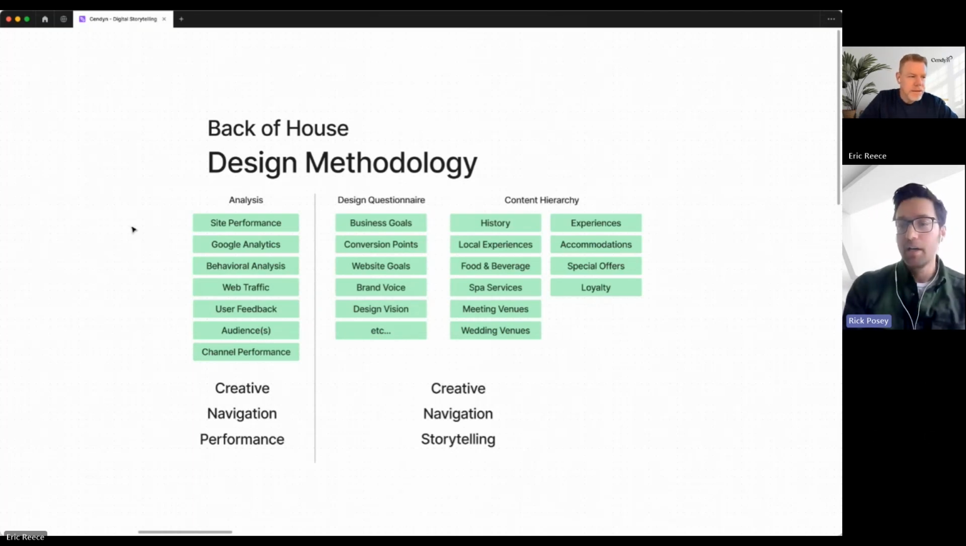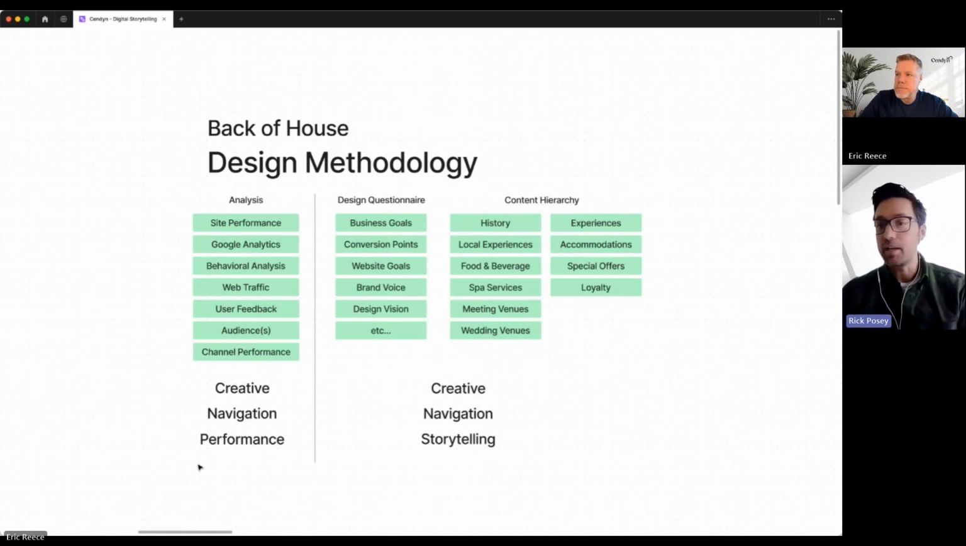So there's a lot of ingredients here that we try to put together to really inform the design output, right? And you see those keywords at the bottom. Those are what these things inform. So analysis informs creative, analysis informs the site navigation and architecture, and ultimately informs the performance. Which leads us to Eric's side of the coin, where once he has that data, he starts breaking it down with his team and going through their design questionnaire and content hierarchy.